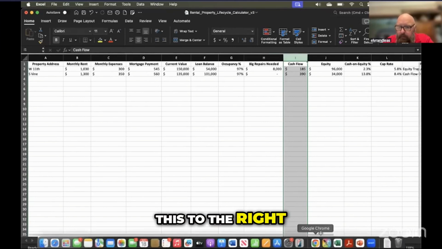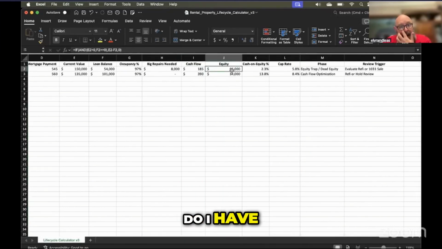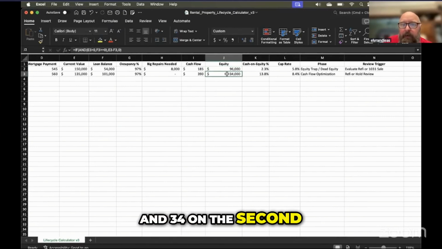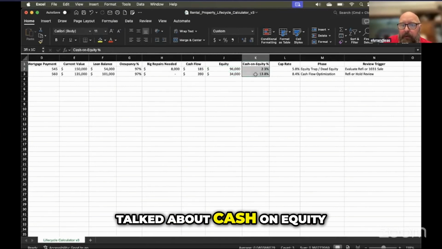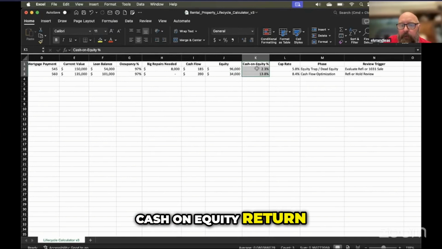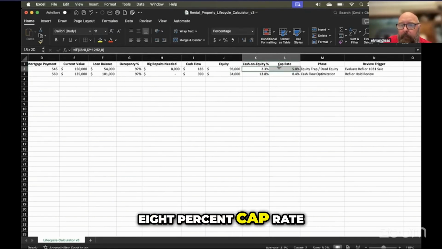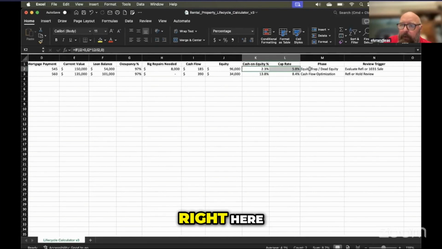I'm going to slide this to the right a little bit here. So how much equity do I have? I've got $96,000 of equity on the first property and 34 on the second. So remember when I talked about cash on equity? I'm getting 2.3% cash on equity return on the first property at a 5.8% cap rate. So what phase am I in? I'm in the equity trap. I'm in dead equity right here.